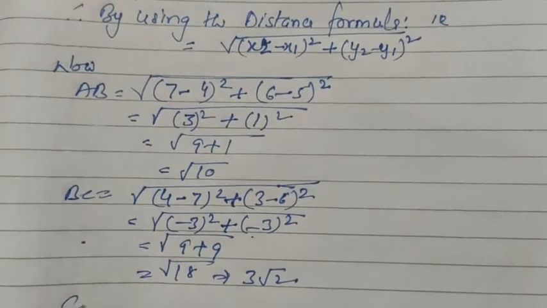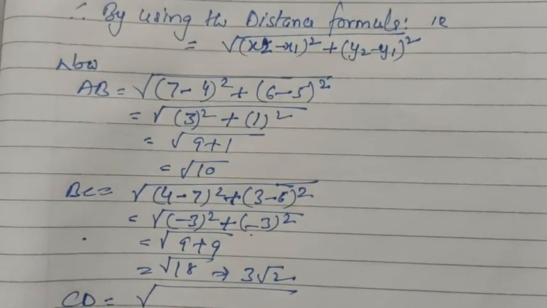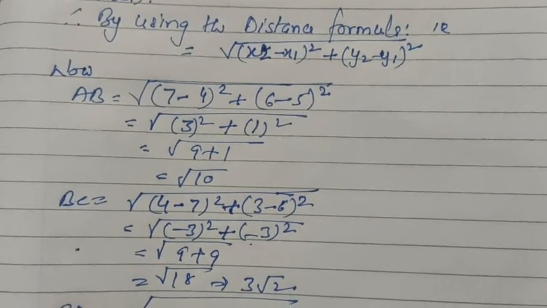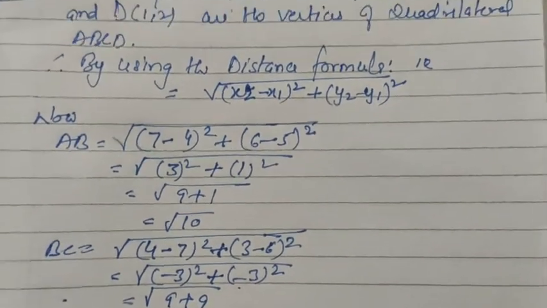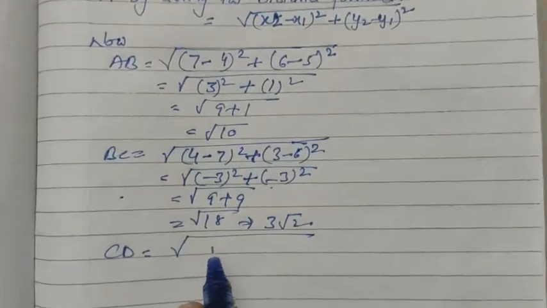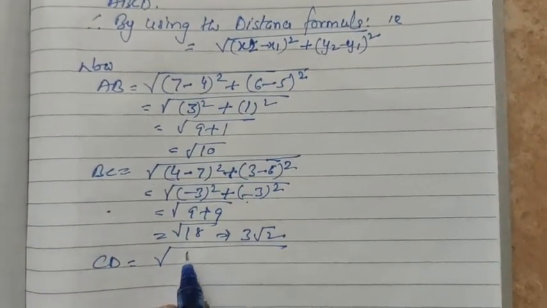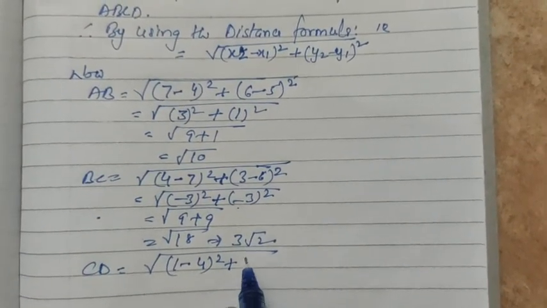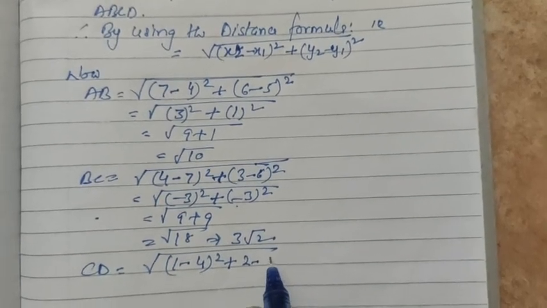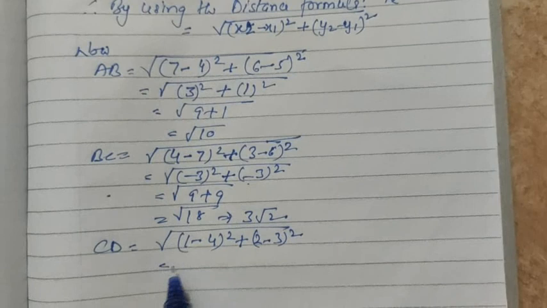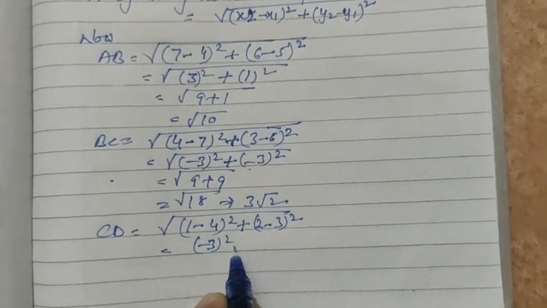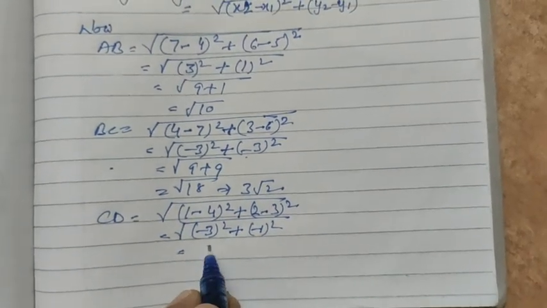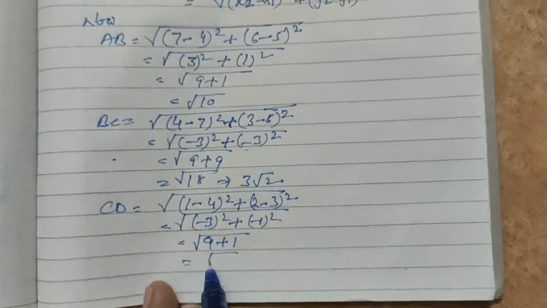So next side, that is CD. So we have to take the coordinates of the third and fourth point, that is D. So we have to take x4 minus x3. So x4 minus x3 we have as x4 is 1 minus x3 is 4. So 1 minus 4 squared plus y4, that is 2, minus y3 is 3. So we have 1 minus 4 squared, that is minus 3 squared, plus minus 1 squared under the root. So this will become 9 plus 1 and this is under root 10.